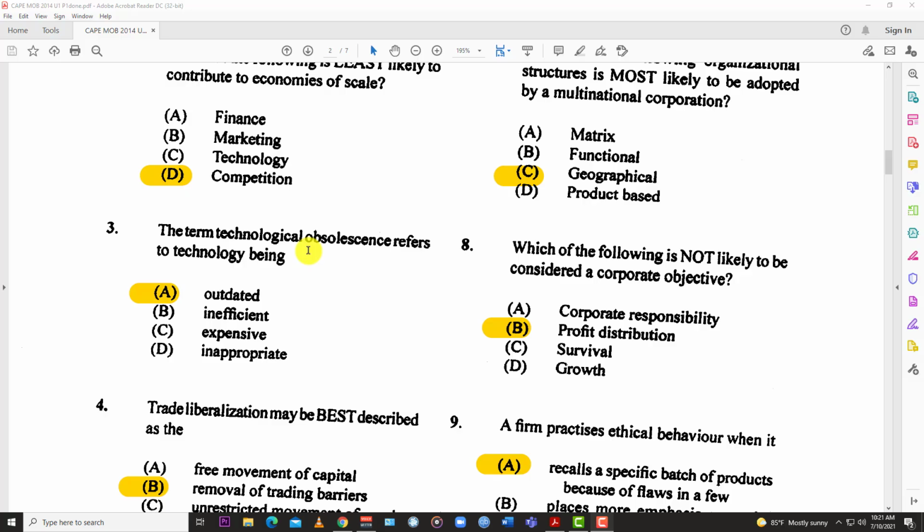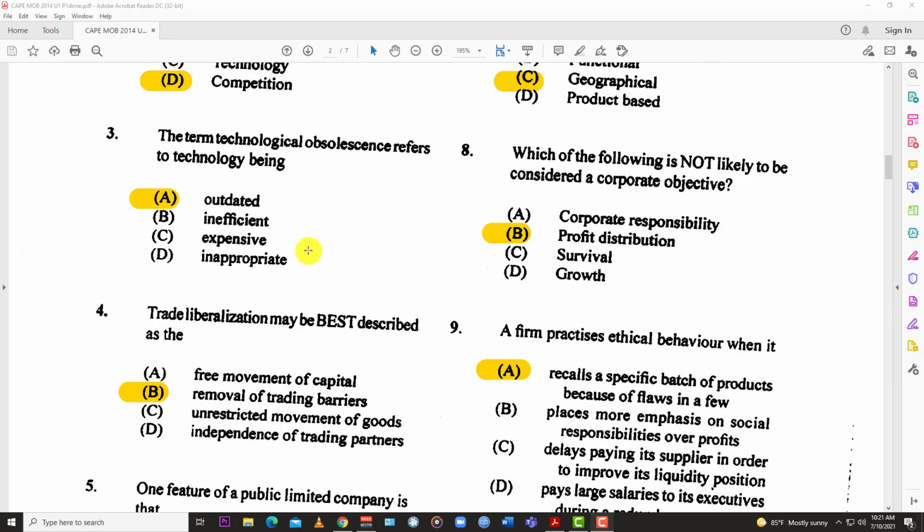Number 3, the term technological obsolescence refers to technology being, of course, outdated. We're looking at obsolete technology, and so if you're looking at obsolescence, we're looking at something that's obsolete, and so it is outdated. More than inefficient, expensive, or inappropriate, it is outdated.